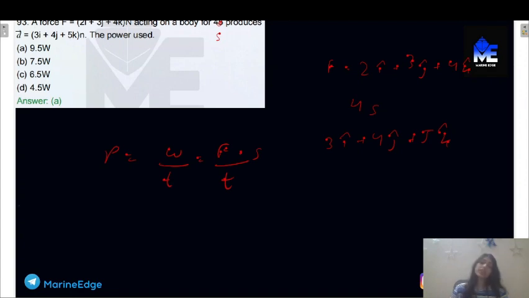So we'll just take this product. 2 into 3, 6 plus 3 into 4, 12 plus 5 into 4, 20. Right? We'll take the dot product. In a dot product, we cannot multiply different variables, right? We multiply i cap to i cap, j cap to j cap, and k cap to k cap.